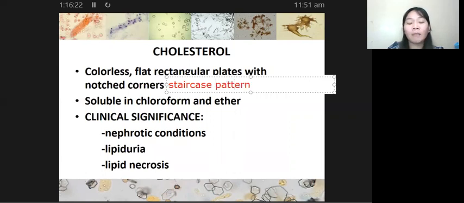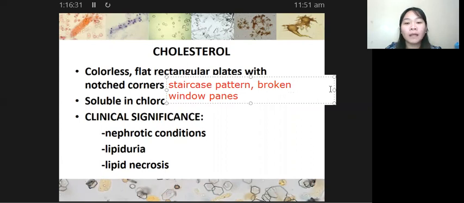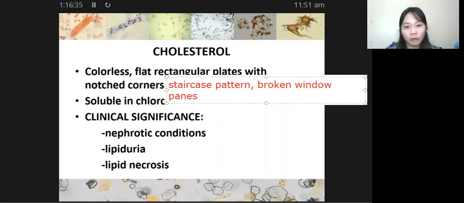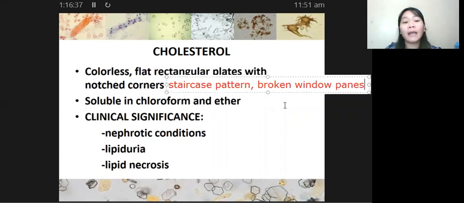Yan yung mga ginagamit po to describe its appearance. Or they may appear as broken window panes. Okay, so they may also appear as broken window panes under the microscope. So do not forget the appearance of your cholesterol.